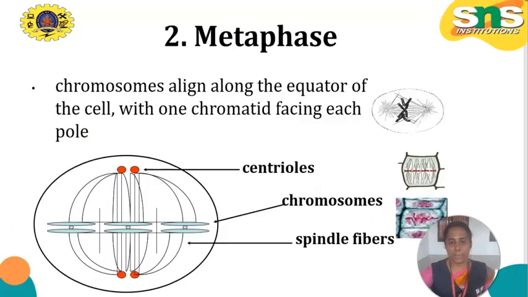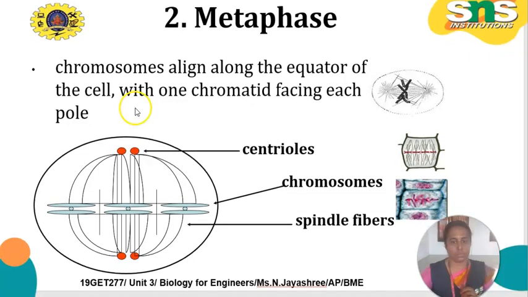Next one is metaphase. So metaphase is nothing but the chromosomes tending to align in one line. That is metaphase. There are 2 types of spindle fiber formation in this metaphase stage.